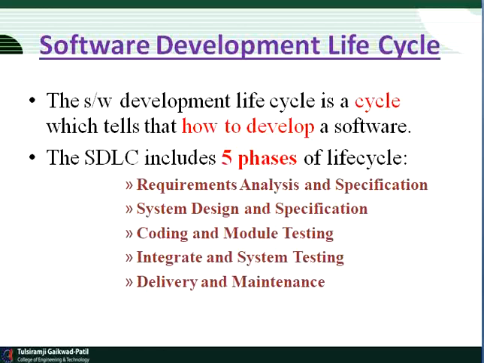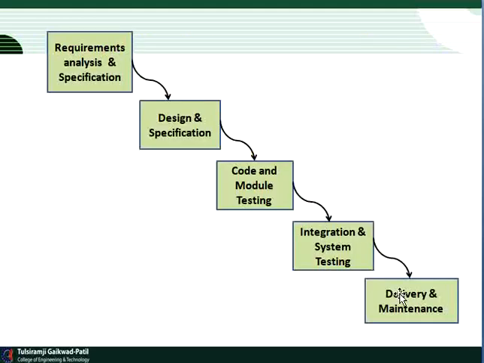Hello friends, let's continue our first unit of software engineering with the software development life cycle. We already studied what software engineering is and what the aspects of software engineering are. Now we are studying the software development life cycle and its phases: requirement analysis and specification, system design and specification, coding and module testing, integration and system testing, delivery and maintenance, which we already studied in the first video. So let's start with the second video.